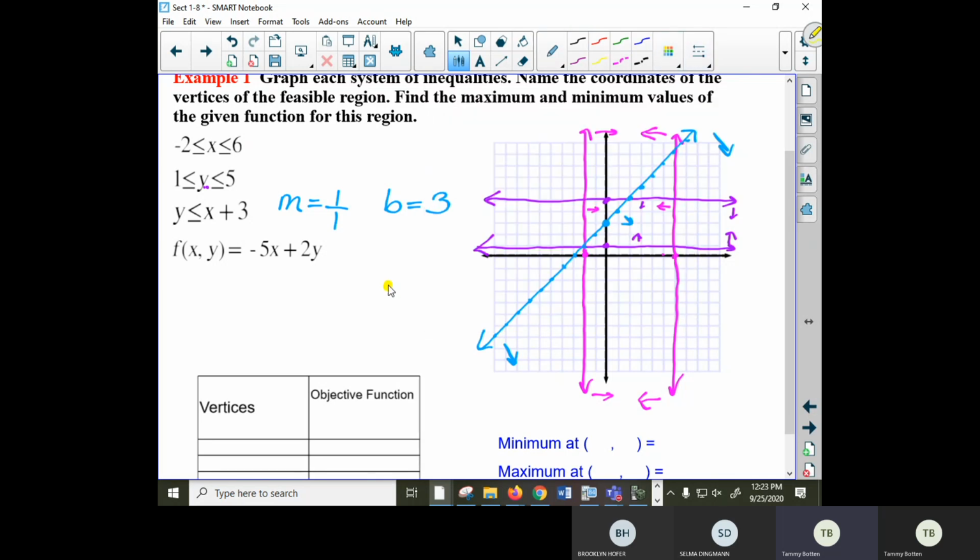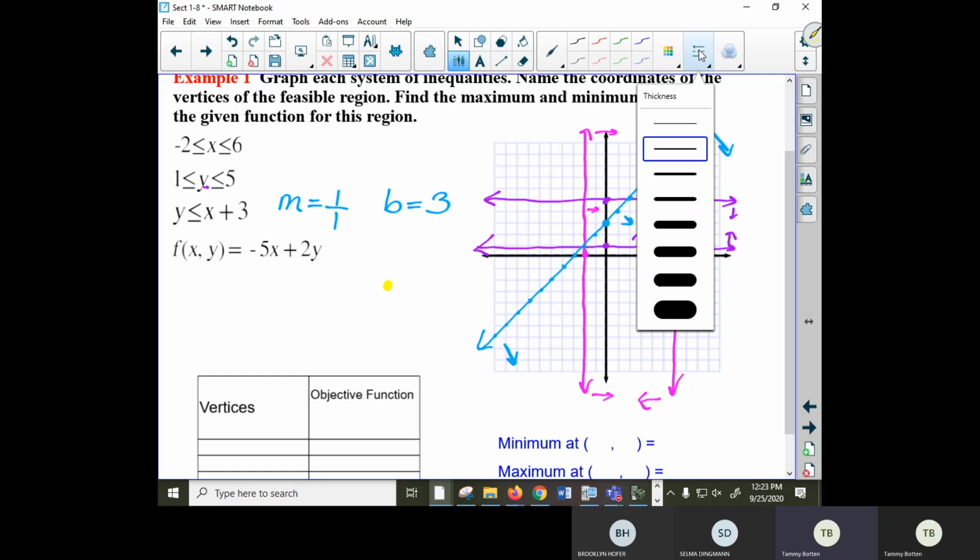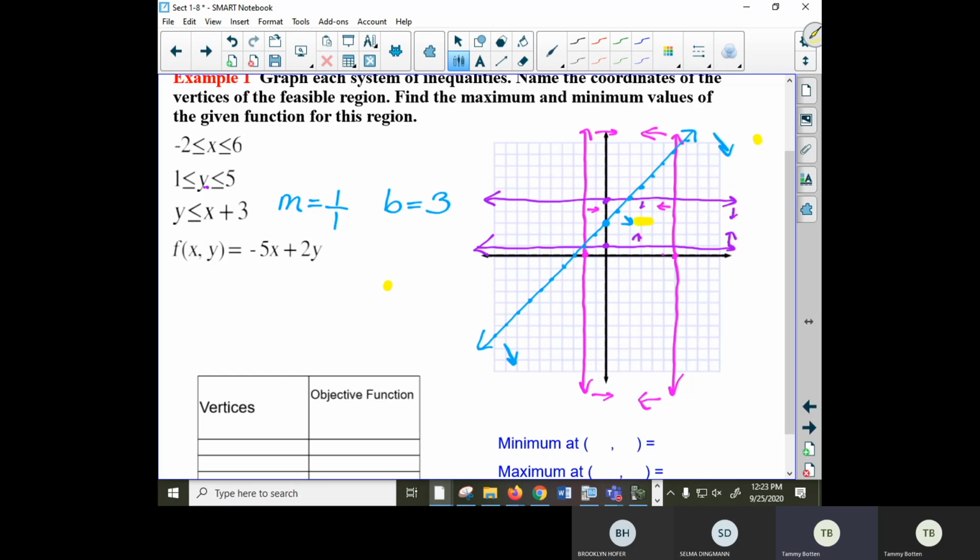Okay, so not quite sure what marker I had there. Let's see if this works. Okay, it does. Do you guys see that where this is all going to work out? This is a vertice, this is a vertice, this is a vertice, and that's a vertice. Do you guys see that? Everybody okay with that? And it's going to be shaded inside of all of this.